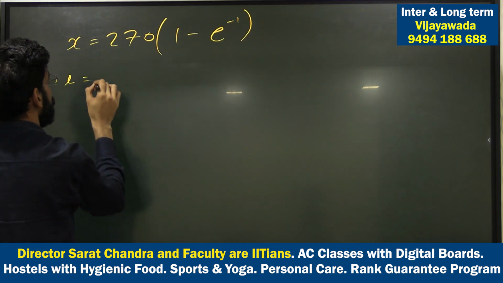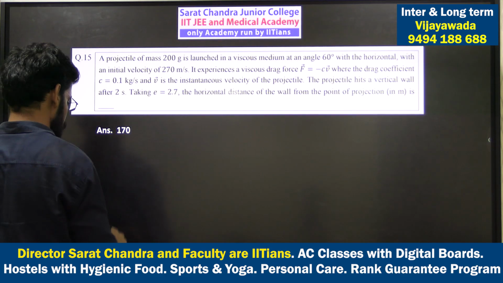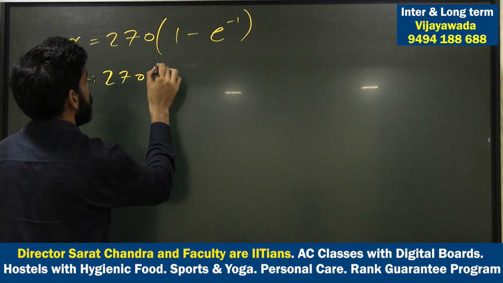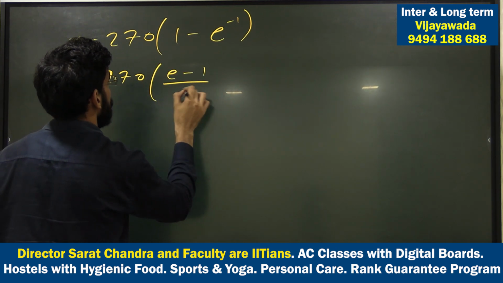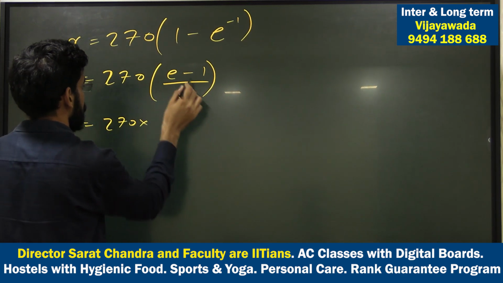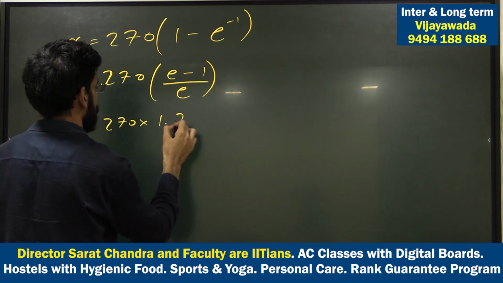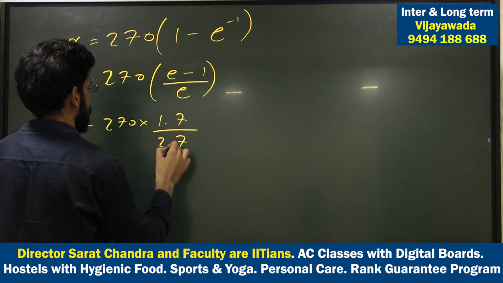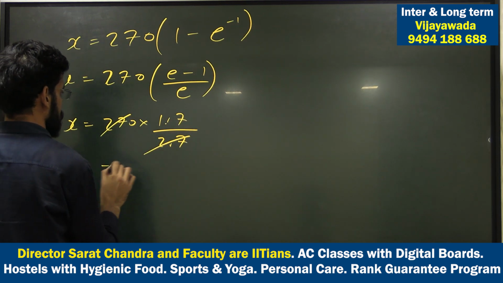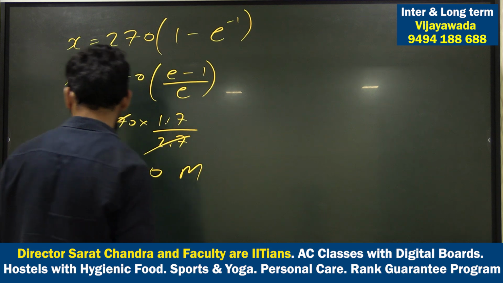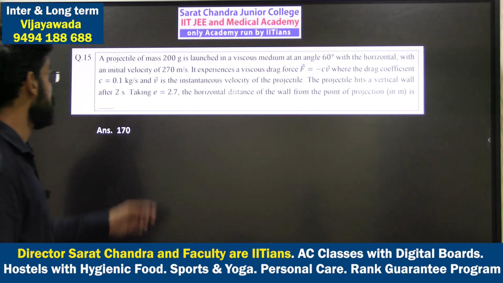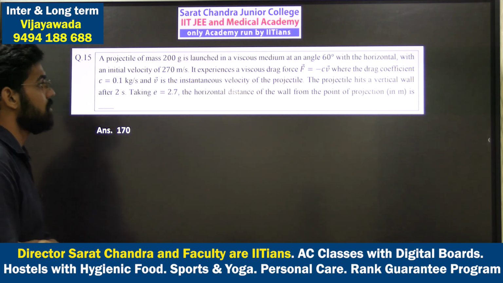So here, he gave the value of e, if you want you can use 2.7. So x equal to 270 into (e minus 1) by e, right? So x equal to how much? 270 into 2.7 minus 1, 1.7, divided by 2.7. Okay, the dot cancels out, so 27, x equal to 170. So 170 meter, because everything was in SI unit. So 170 meter is your final answer, since he is asking for meter.